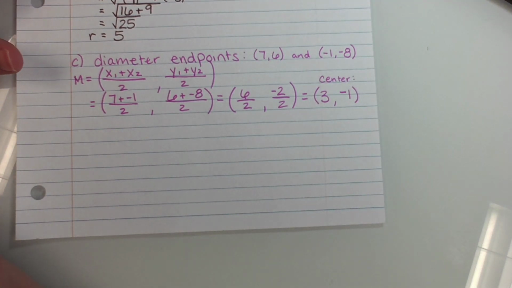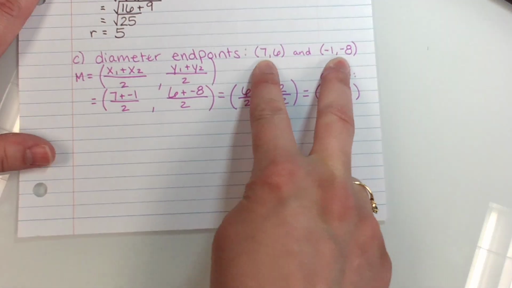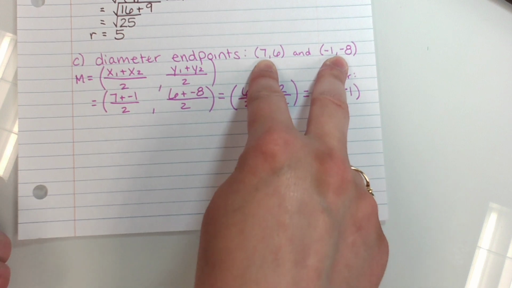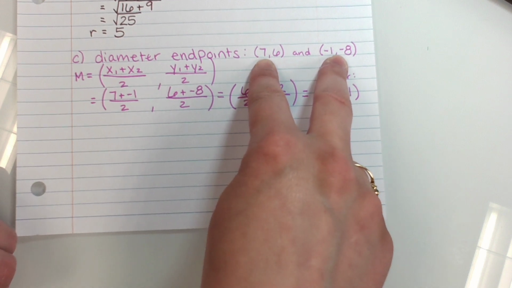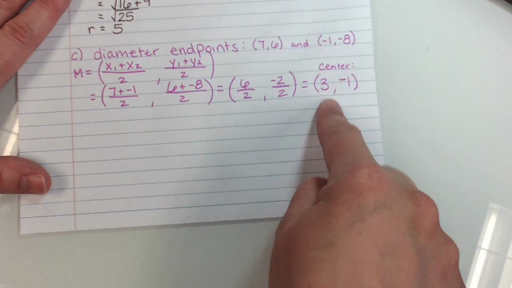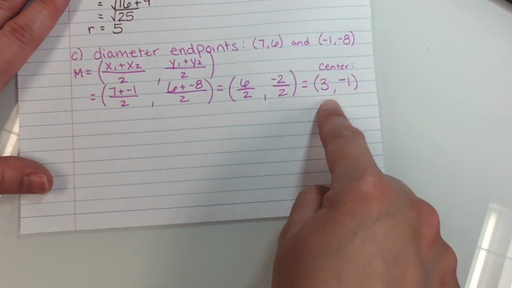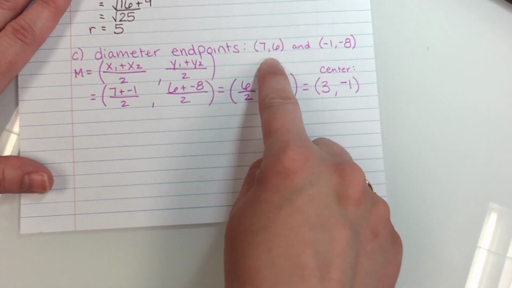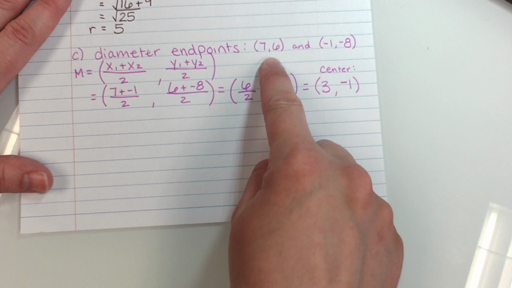I need the radius. To find the radius, I've got a couple of different options. Some are better than others. One thing that I see people often do is find the length of the diameter by finding the distance between these two and cutting it in half. Save yourself the work. Find the distance between one of those two points and the center. I don't care which point you work with. I personally would use 7, 6 because they're positives.